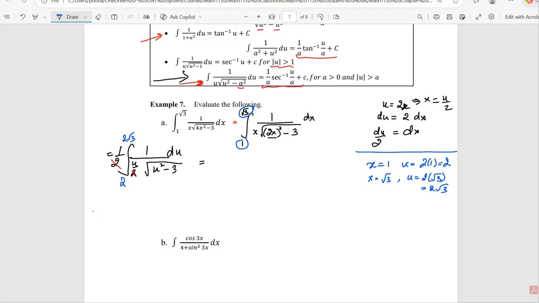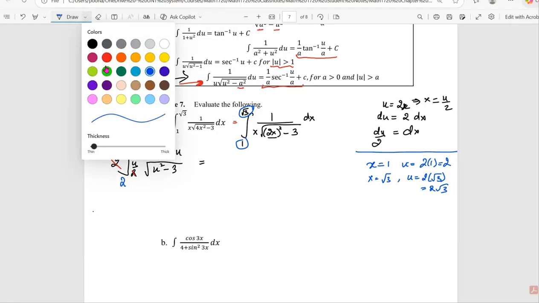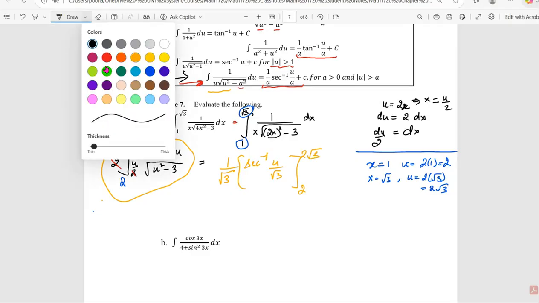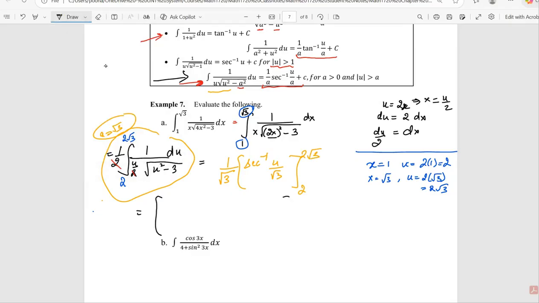Now look at this. If you compare this integral with this formula, a should be equal to root 3. So applying this, we have our answer: 1 by a, which is root 3, secant inverse of u by root 3. We will not write plus c because this is a definite integral and the limits are from 2 to 2 root 3. Let's now put the limits in. Once we have the integral, we can put the limits in.